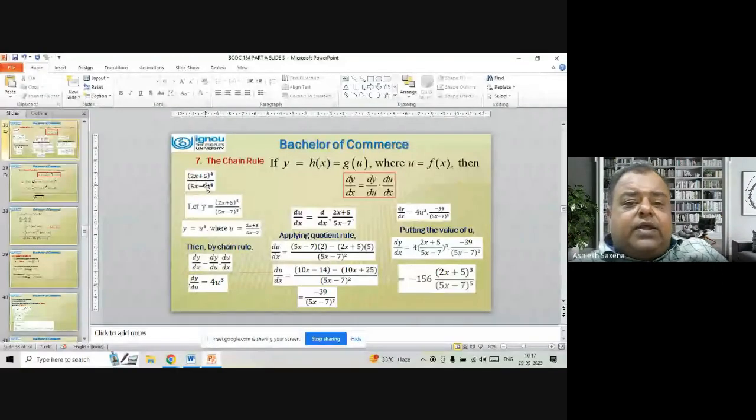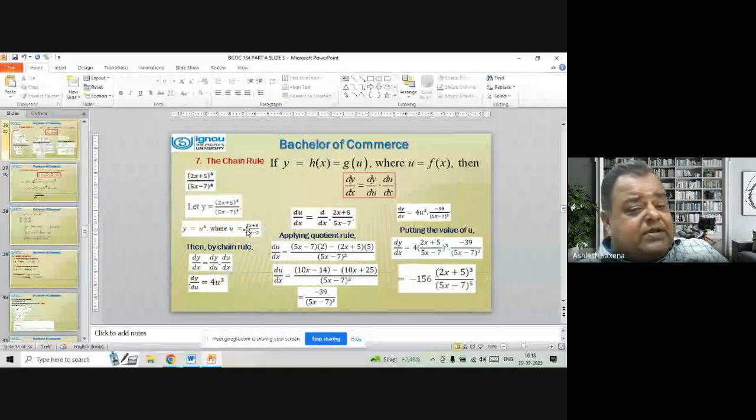This problem is in the form of u by v. You can see that these two powers are same. I will be just considering this (2x plus 5) divided by (5x minus 7) as u. So mathematically, my problem will now be y is equal to u power 4. So I can differentiate this y is equal to u power 4 as the first function, and u is equal to (2x plus 5) divided by (5x minus 7) as the second one.